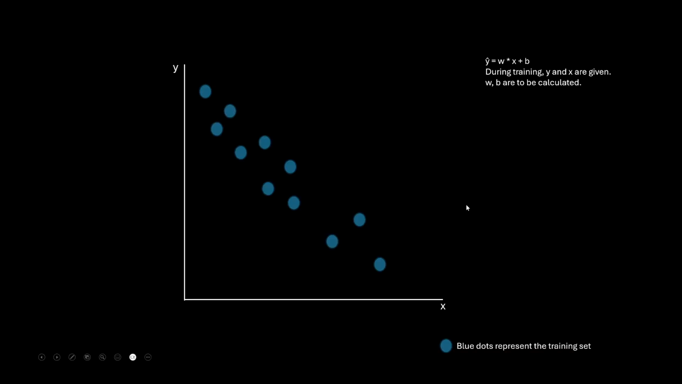So you probably have seen this in previous videos. We have a data set here that we are going to use for training. We assume this data set is best represented by a line, the weight times x plus b.